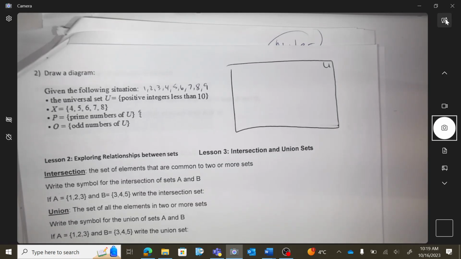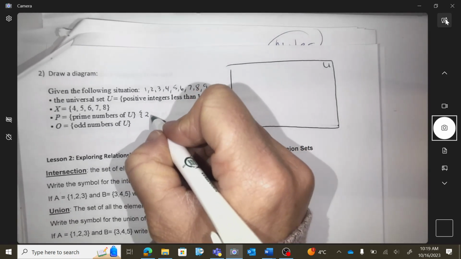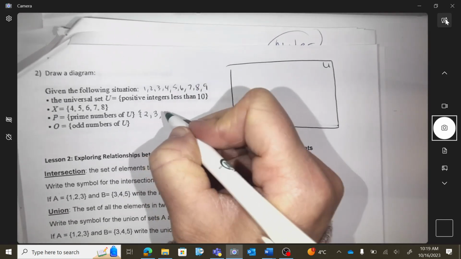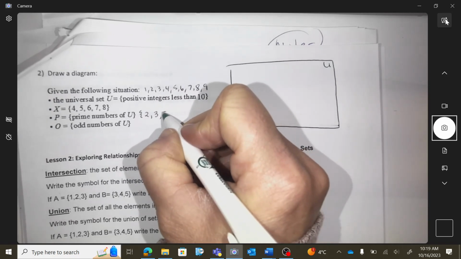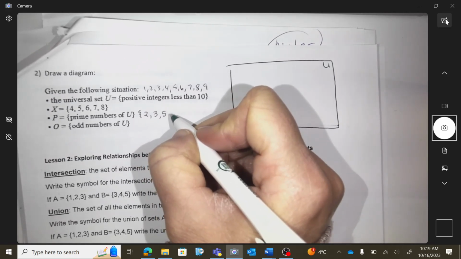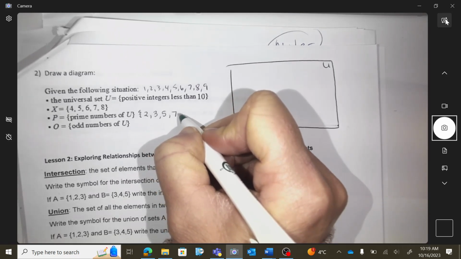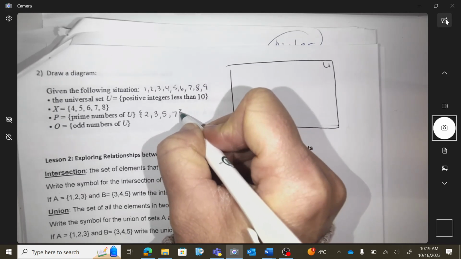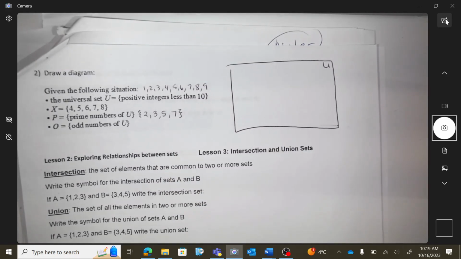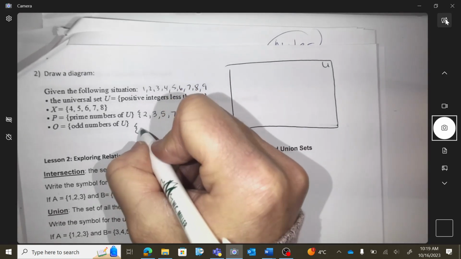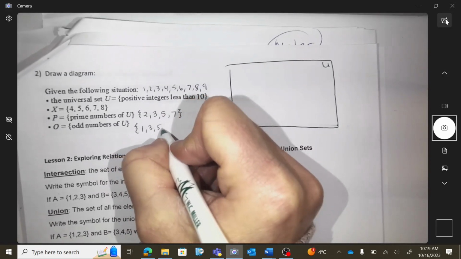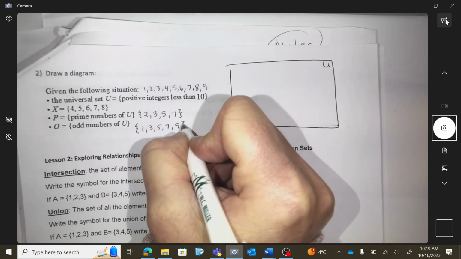So next is 2. Yes. 3. Yes. 4. No. 5. Yes. No more even. 6. No. 7. 8. No. 9. No. So that's it. And all the odd numbers, so if I list those, we get 1, 3, 5, 7, 9.